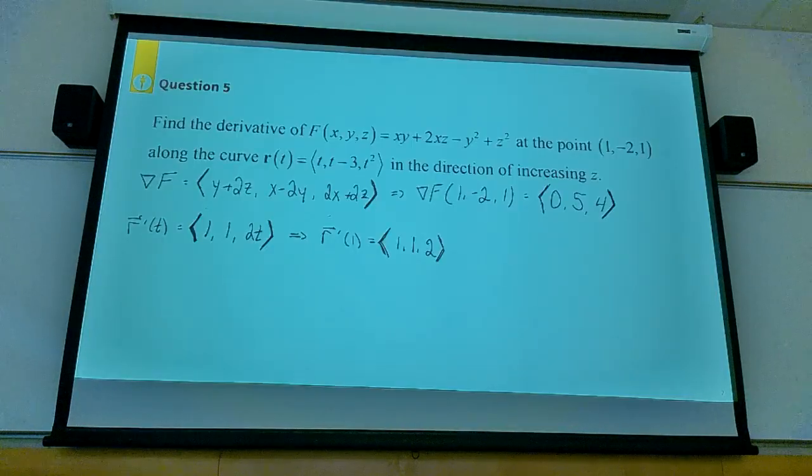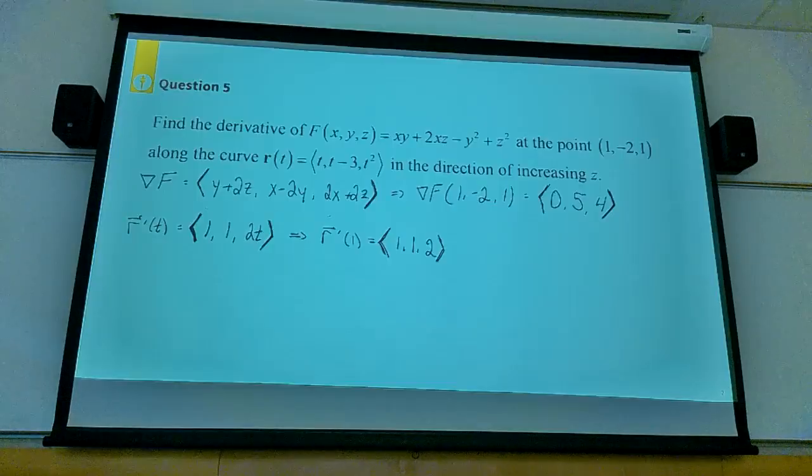The derivative. What's the derivative? Rate of change. R prime at 1, the z component is what? Is that positive or negative? What does a positive derivative mean? That would mean z is increasing, right? Specifically, it's increasing at a rate of 2 per step. So that is the correct direction.